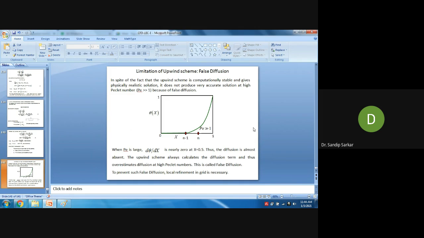To prevent the false diffusion, if you perform local refinement in the grid, or locally refine the grid, this problem of false diffusion can be minimized. So this is the limitation of the upwinding scheme, and one may face the false diffusion issue while applying it for very, very high Peclet number problems. Although the percentage of false diffusion is very small, it sometimes still overestimates the solution. Is that clear?